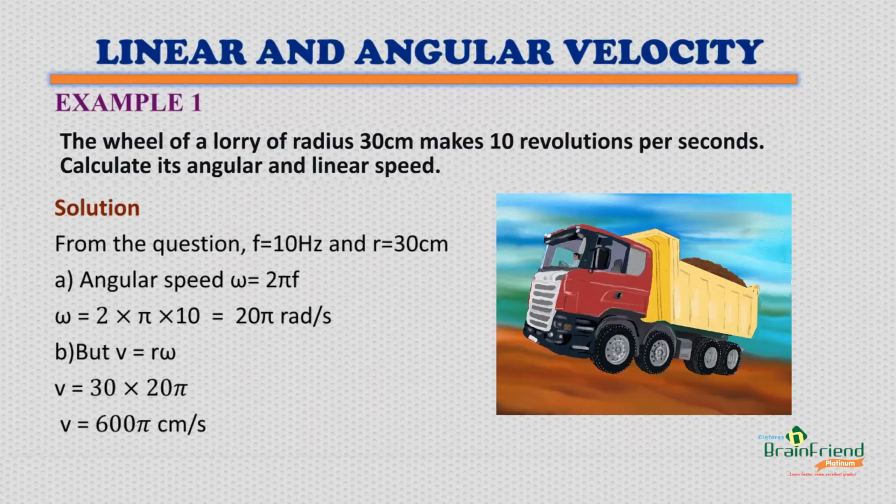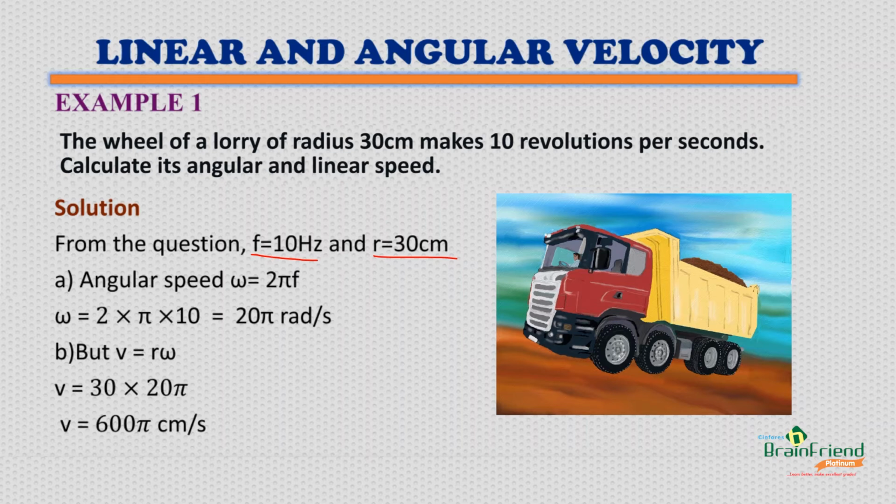Now let's proceed to solve some examples. Example 1. The wheel of a lorry of radius 30 centimeters makes 10 revolutions per second. Calculate its angular and linear speed. Solution. From the question, we are given frequency to be 10 Hz, that is 10 revolutions per second, and our radius r is equal to 30 centimeters. Now we are asked to look for the angular speed and the linear speed. Let's take the angular speed first.